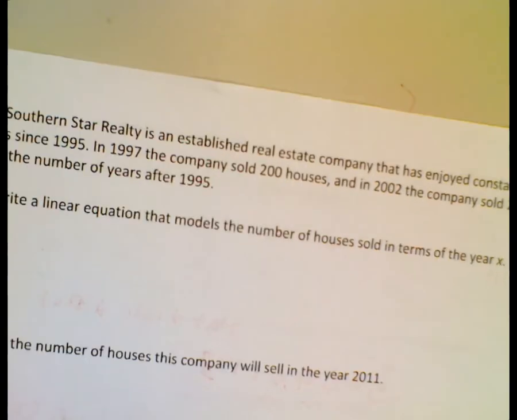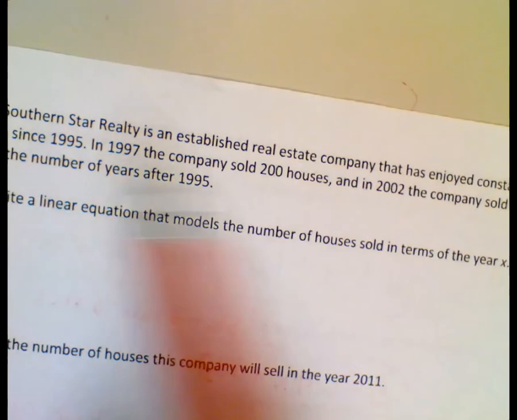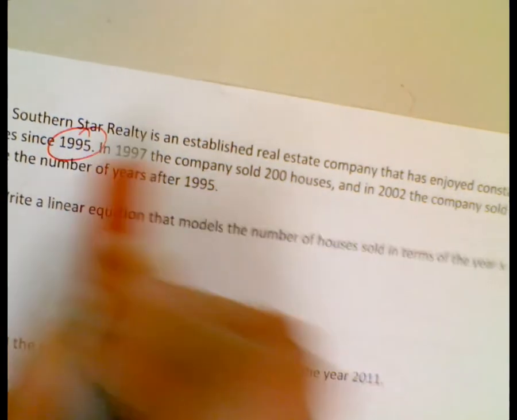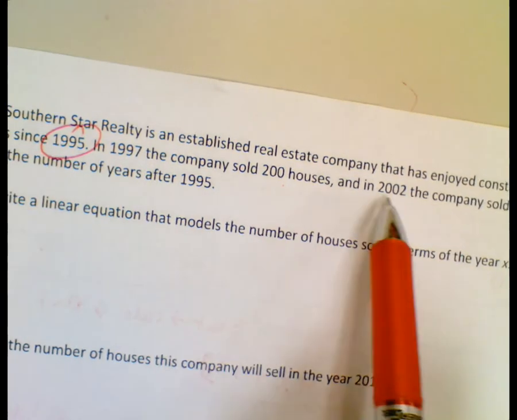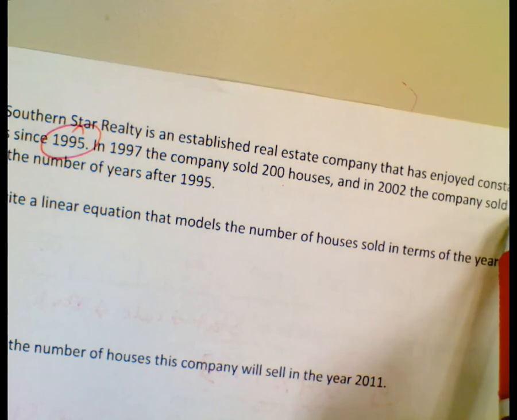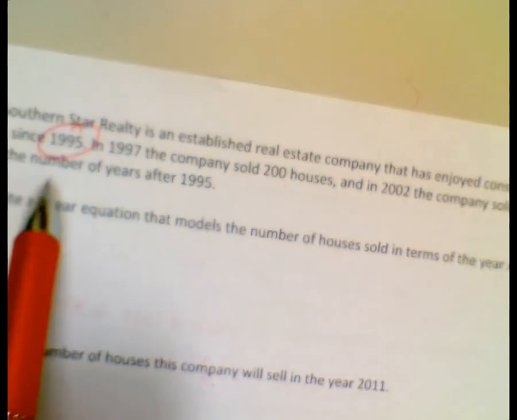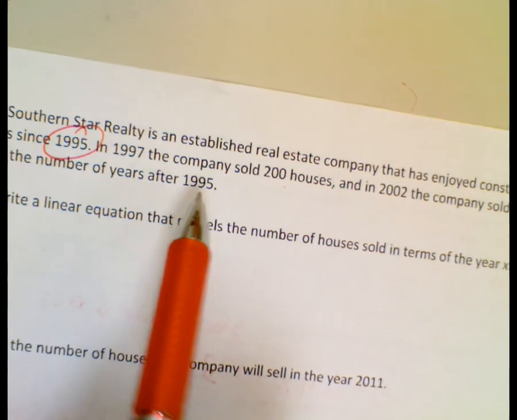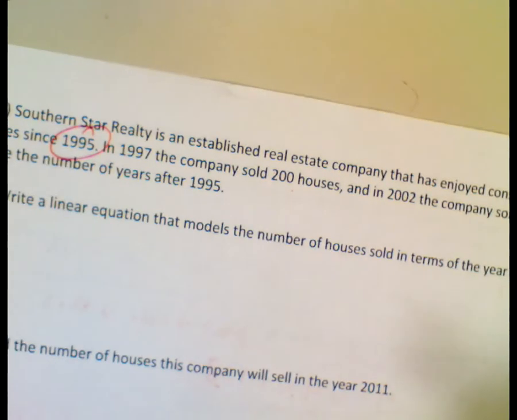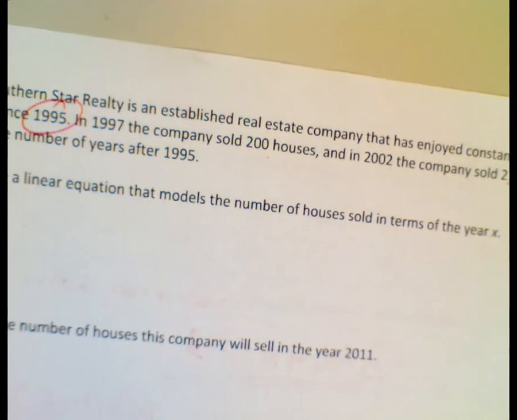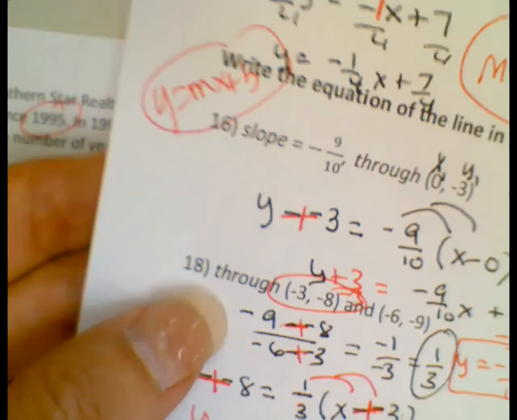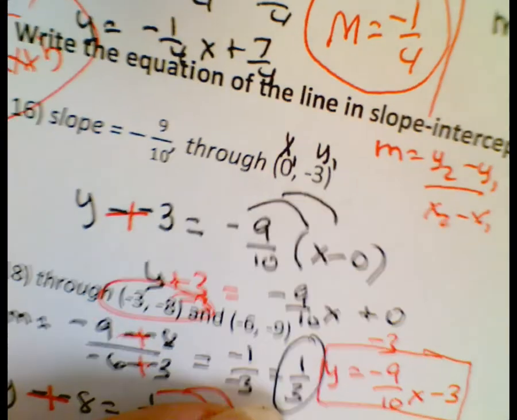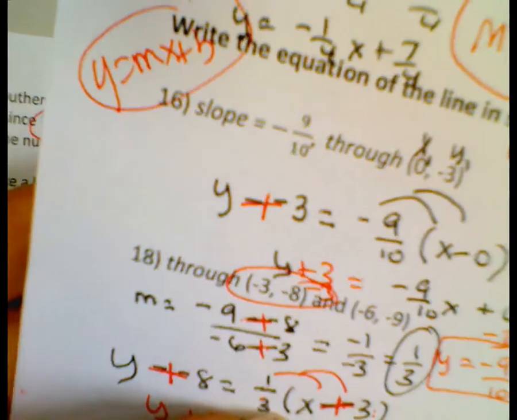Southern Star Realty is an established real estate company that has enjoyed constant growth in sales since 1995. So in 1997, the company sold 200 houses, and in 2002, the company sold 275 houses. Let X be the number of years since 1995. So this one is kind of like, remember how you had two ordered pairs, and you had to find the slope? We have to do that in this problem. That's a word problem.